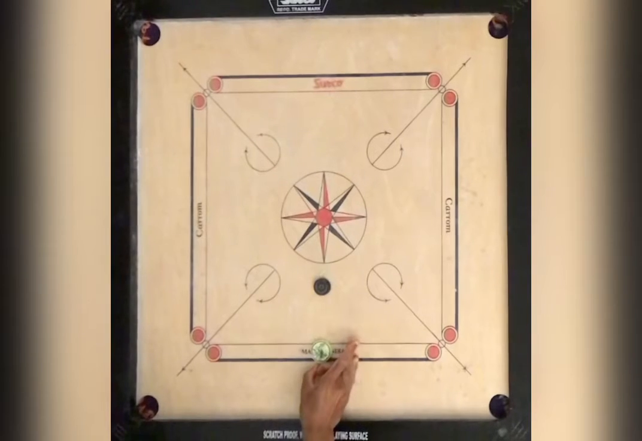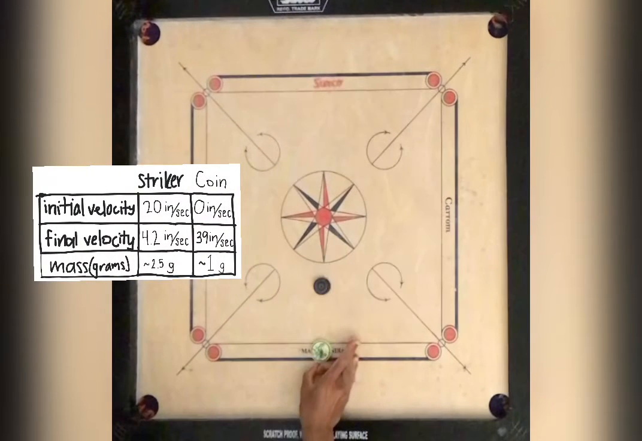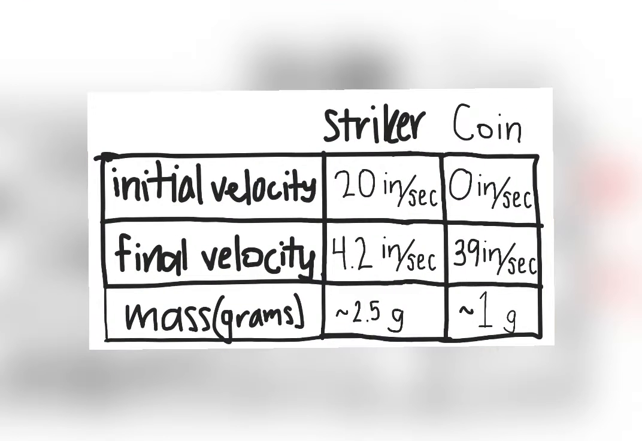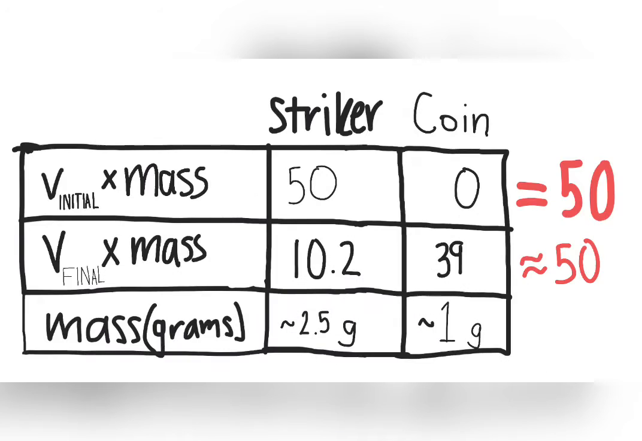Well, let's try this again, but this time measure the initial velocities of the striker and the coin and the velocities after they collide. It doesn't look like much, but let's try multiplying the velocities by their respective masses. And summing up the initial values and final values. And they're almost the same.